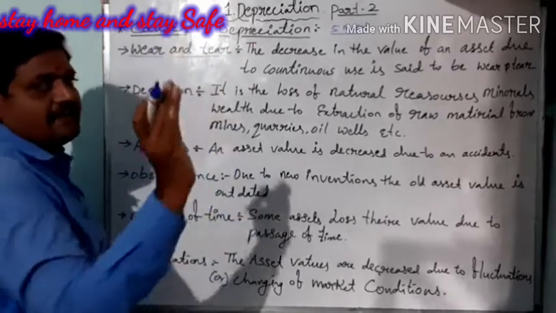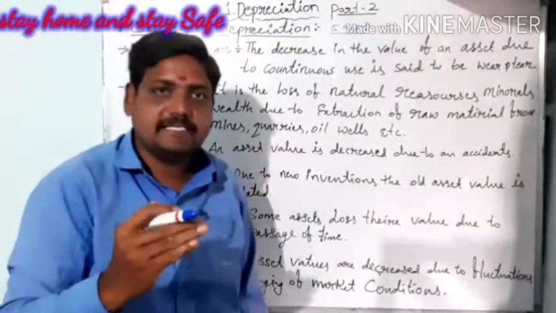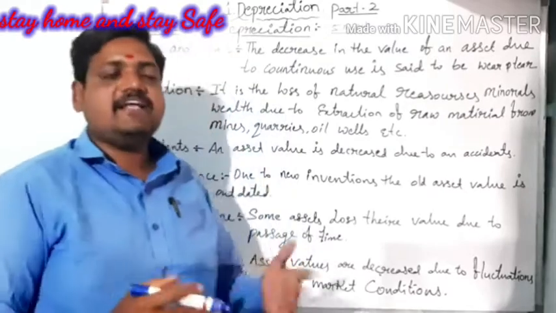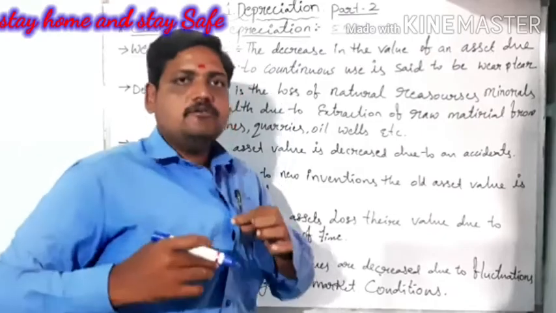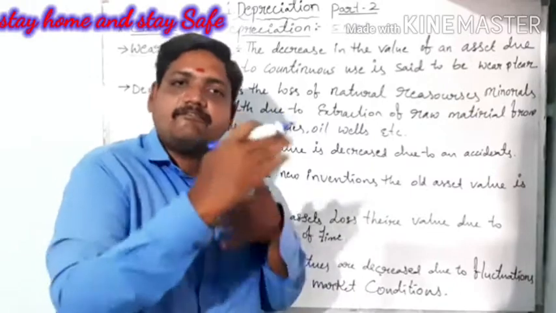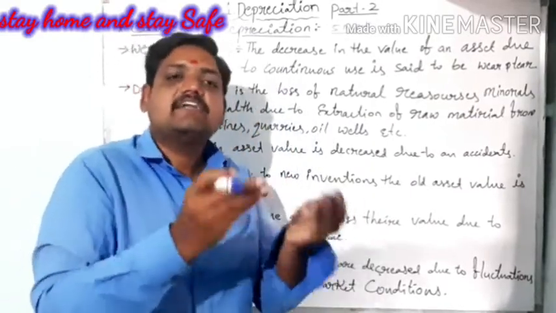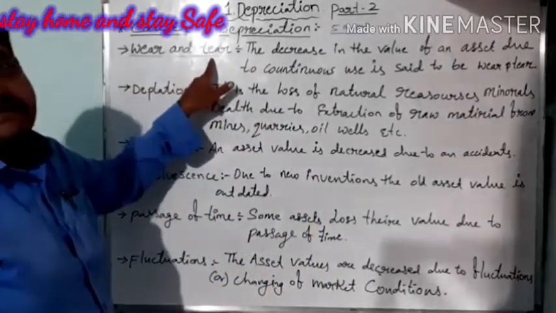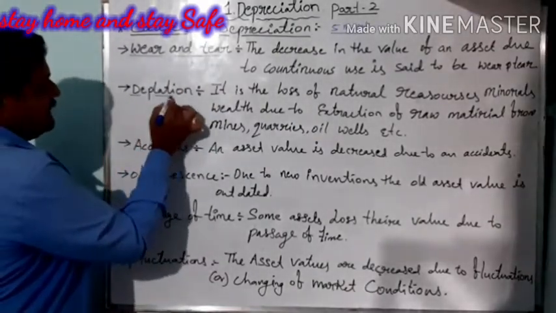In wear and tear, the value of an asset decreases due to the continuous or constant use of the asset. For example, clothes. If we wear new clothes continuously, 2 times, 3 times, 10 times, after a certain period of time those clothes may be torn. That means they will lose some value. That is called wear and tear. Understood now?